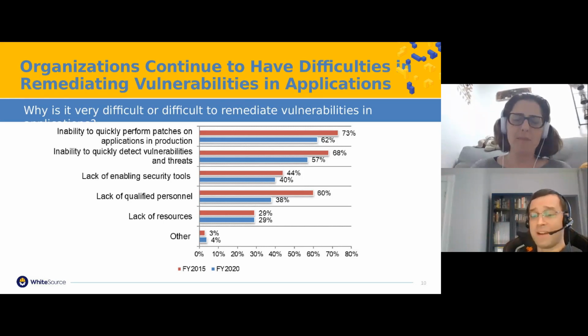But look, the fundamental problems don't change, right? We might get slightly better at all of them, but the fundamental problems are still, I need to detect the problems quick. I need to fix them quick. I need to find the holes and then fill the holes. It's that simple.